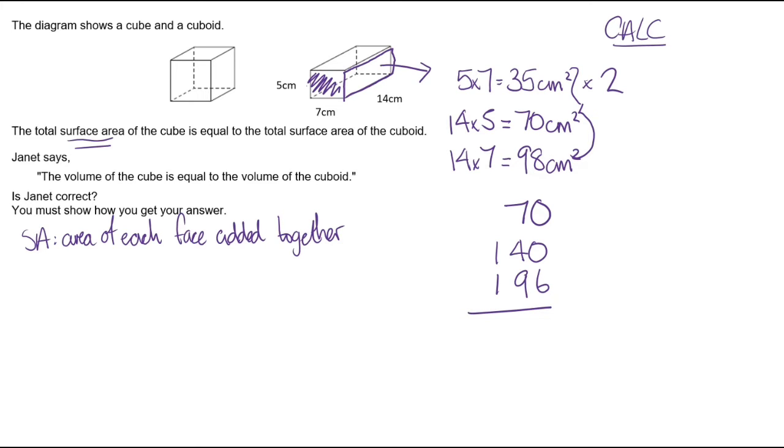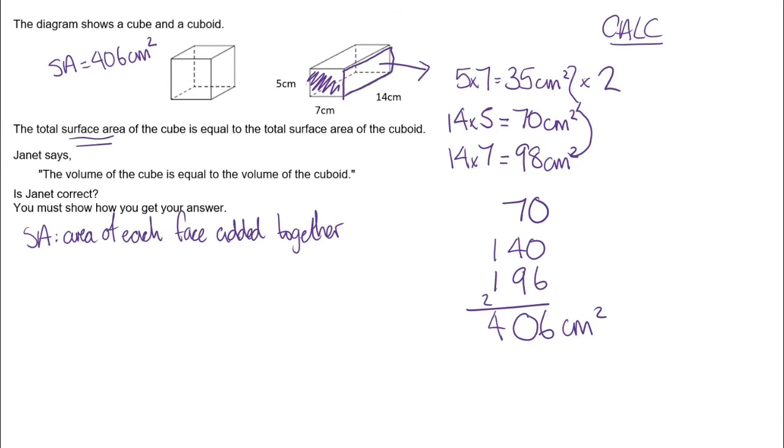And then to get the total surface area, I'm going to add that together. So 70 add 140 add 196, which is 406 centimetres squared. So that there is the total surface area of the cuboid. We know that that's the same as the surface area of the cube. So it's centimetres squared here for surface area, because we're still working with area.